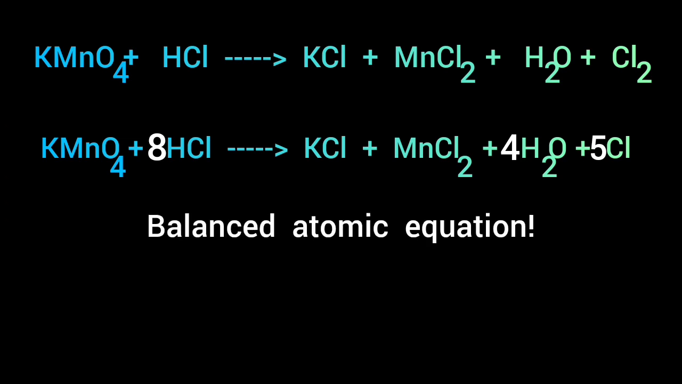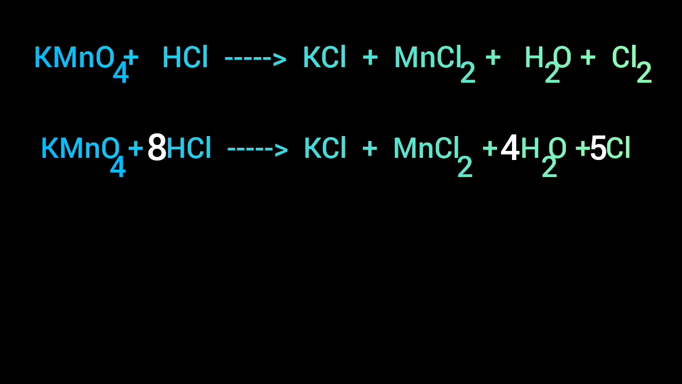Why? Because chlorine is written in atomic form. You see on the left hand side 1 K, on the right hand side 1 K. On the left hand side you will find 1 Mn, on the right hand side 1 Mn. And other atoms are balanced. So this is the balanced atomic equation.